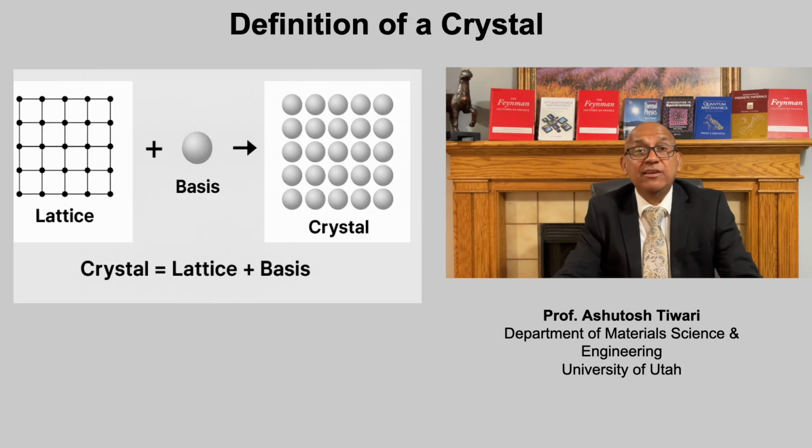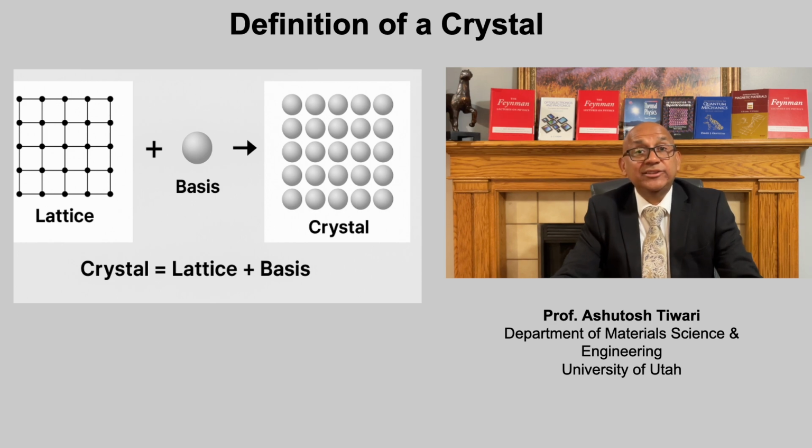At the simplest level, we can think of a crystal as a solid in which atoms are arranged in a repeating pattern. This captures the idea of long-range order. However, to be more rigorous, we describe a crystal as the combination of two elements, the lattice and the basis. The lattice is a set of mathematical points arranged periodically in space. The basis is the actual atom or group of atoms that we attach to each lattice point.